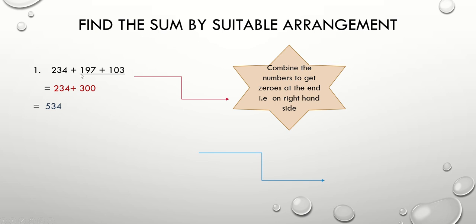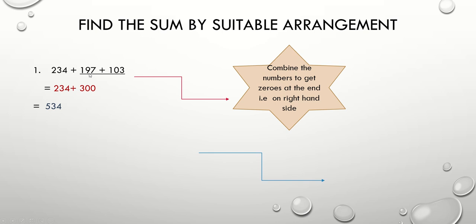Suppose you are saying, ma'am, okay, we want to make the pair of 234 and 103. Check the unit place only. You will get the answer. 4 plus 3. When you add the unit place of both, 4 plus 3, that will give you 7. Why will I try for 7? Because I want zeros at the extreme end. So you will club only those numbers which will give you zeros at the extreme end.